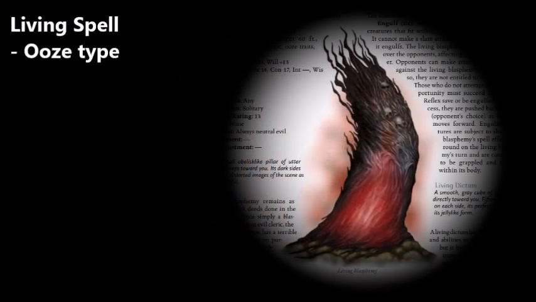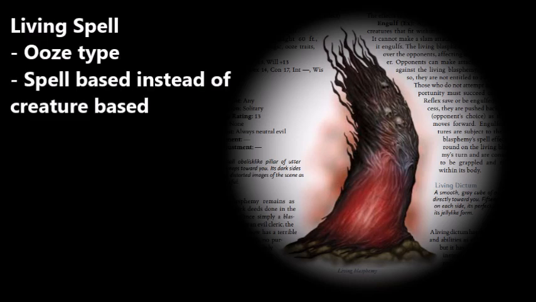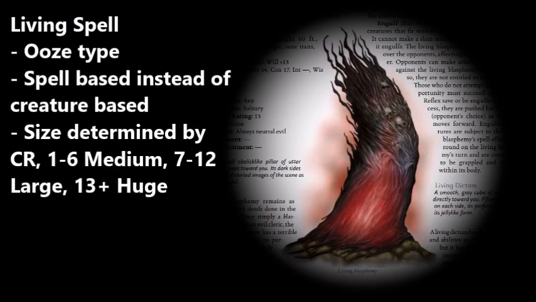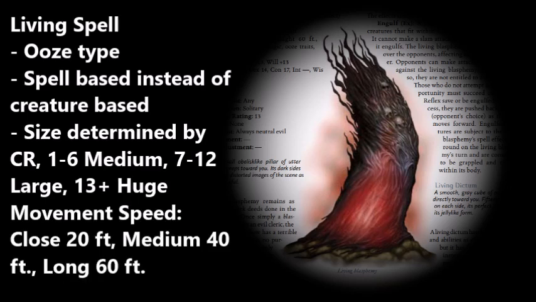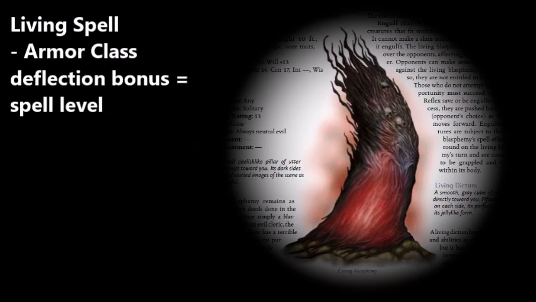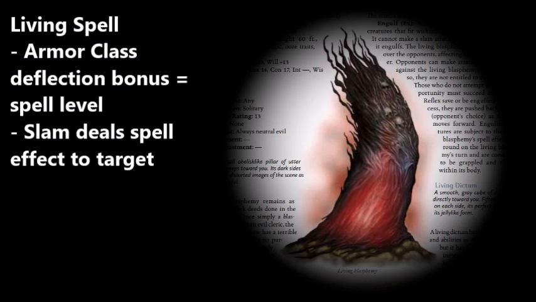A Living Spell is an ooze type creature. It's based on a spell rather than a creature for its basis, and its size is determined by its caster level, with 1 to 6 being medium, 7 to 12 being large, and 13 and on being huge. It has a movement speed determined by the spell's range, which is a little bit interesting. Its armor class gains a deflection bonus equal to its spell level, and it gains a single slam attack as its only attack type, which, on a hit, inflicts the effect of the spell it's based on.